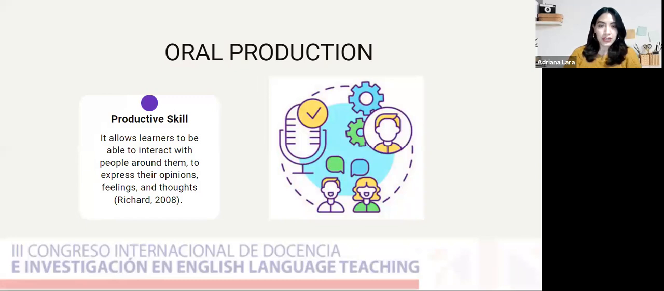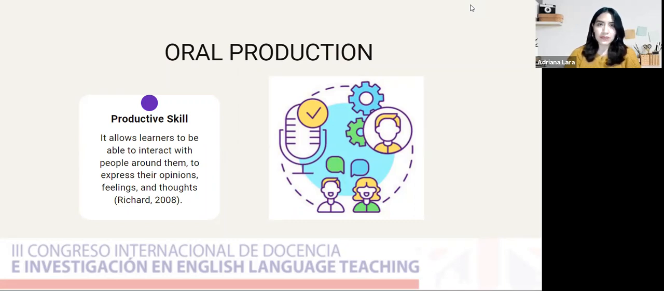Regarding oral production, as we all know, oral production is closely connected to speaking. Speaking is considered a productive skill that allows learners to be able to interact with people around them. We can express our opinions, we can express our feelings and thoughts. Speaking provides students with opportunities not only for communicating, but for exchanging information.